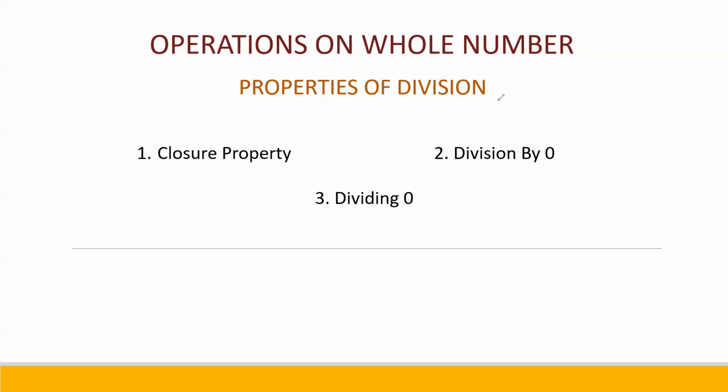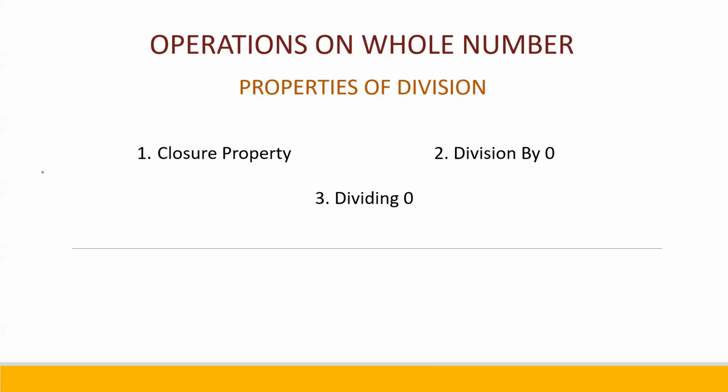Till now, in chapter whole numbers, we have discussed properties of addition, subtraction and multiplication on whole numbers. Now in this video, we will discuss the properties of division. First property that we'll discuss is closure property. Then we'll discuss division by zero and then dividing zero.